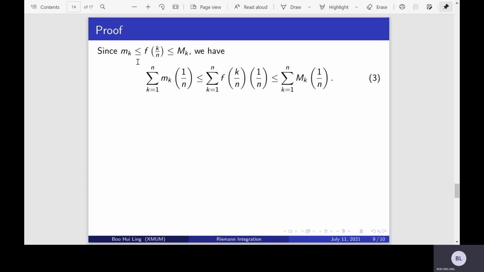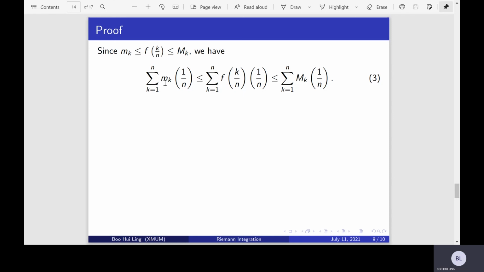And since small mk is less than or equal to f(k/n), less than or equal to big Mk, we will have this equation 3 such that the summation of k equals 1 to n, f(k/n) times 1 over n, is less than or equal to the summation of big Mk times 1 over n from k equal 1 to n, and is greater than or equal to the summation from k equal 1 to n of mk times 1 over n. So how can we form this inequality?